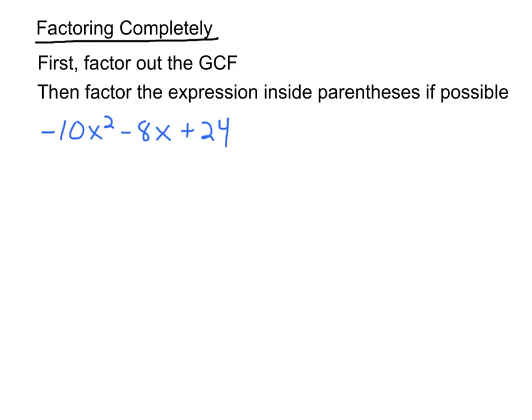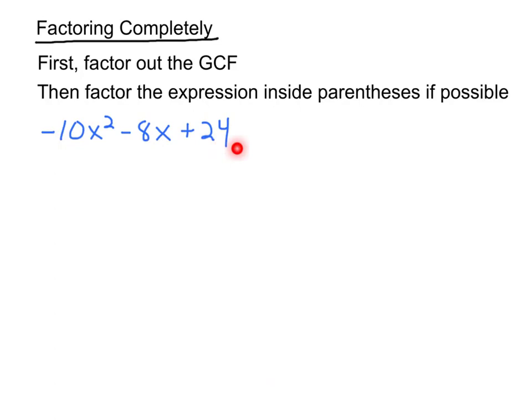Okay, let's look at this next example. We have negative 10x squared minus 8x plus 24. Now when we're finding the GCF, we're looking at what's in common. We have a 10, an 8, and a 24. So it looks like 2 divides in evenly to everything. And as far as the variables go, you have an x in the first two terms, but not in the third. So x is not part of the GCF. So it looks like it would just be 2.